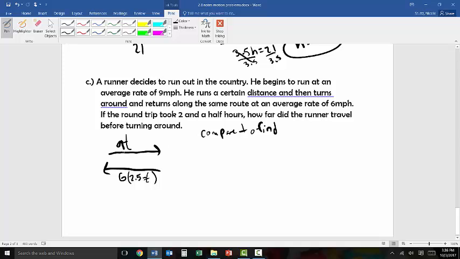So even though it's the same runner, he's kind of doing one thing one way and then he's doing something the other way. So regardless, it's going to have the same setup as a catch-up problem. So we're going to set 9t equal to 6 times 2.5 minus t. And we're just going to solve.